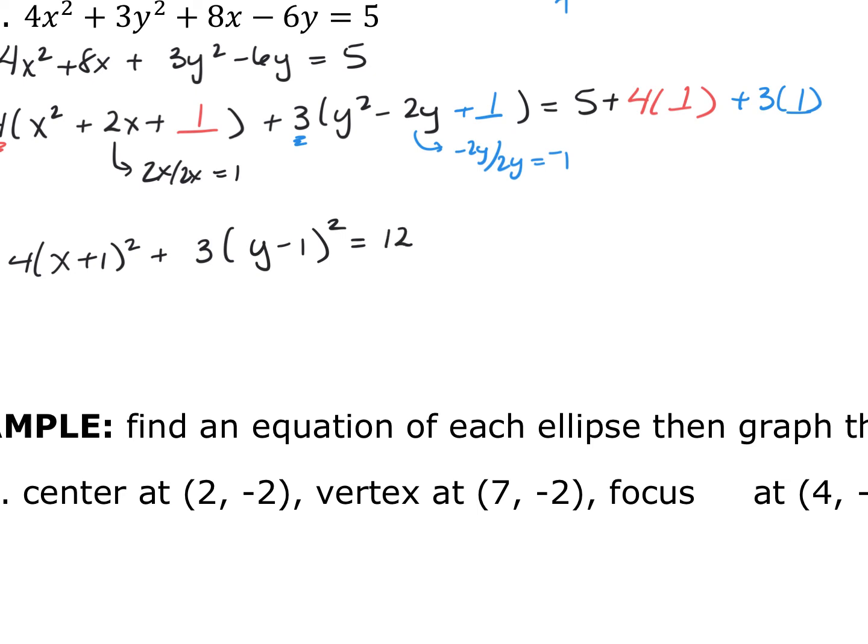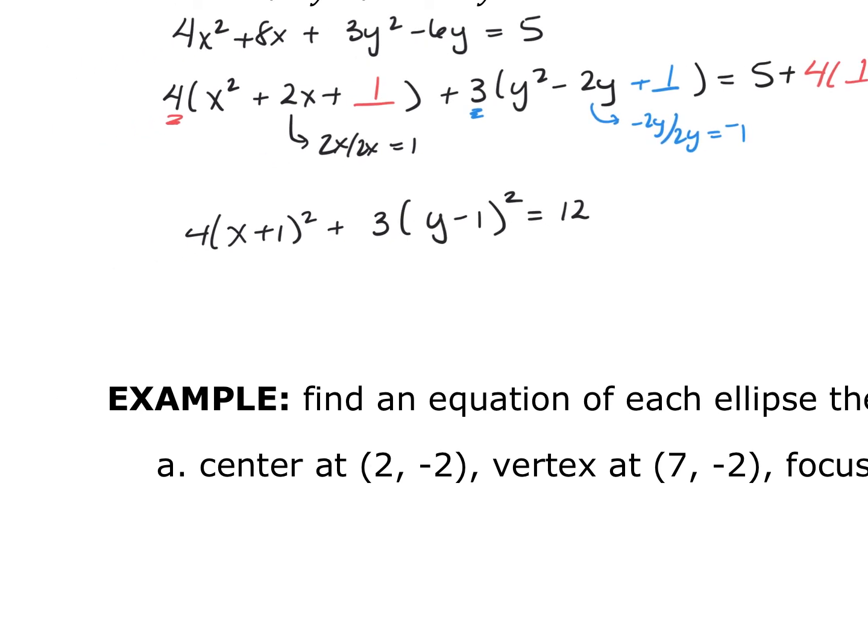Still not in the right form, but we are getting closer. Divide everything by 12, and I get x plus 1, the quantity squared, divided by, well, 12 and 4 reduced to 3. And then I have y minus 1, the quantity squared, and the 12 and the 3 reduced to 4, which is equal to 1.